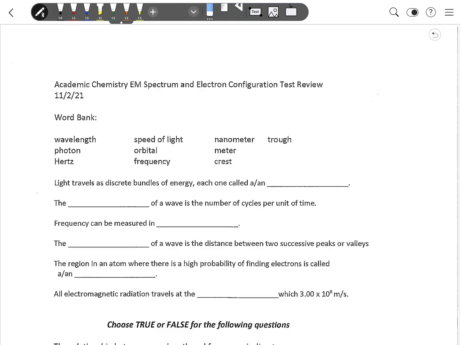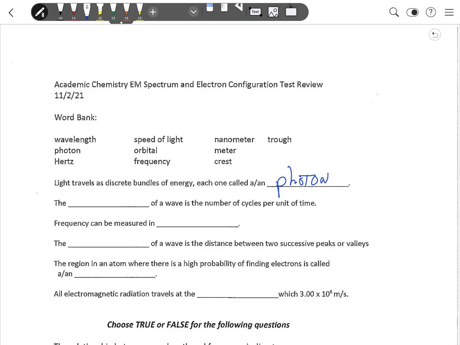Okay, so this is going to be a very quick review for the academic chemistry EM spectrum and electron configuration test. As far as these first questions go, I'm just going to fill in the answers and give you a little insight into some of them. First one, light travels as discrete bundles of energy. Each one is called a photon. So the answer to the first one is photon.